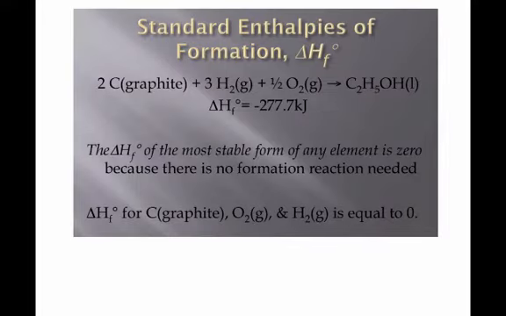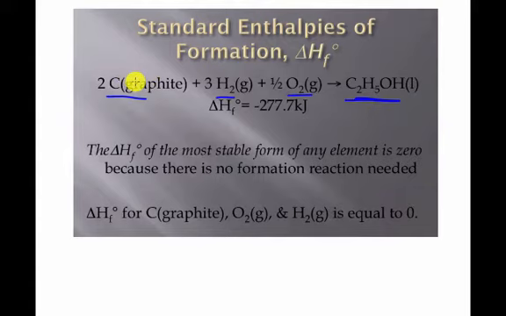Alright, so this is a reaction written as a formation. This would be ethyl alcohol. So we've got 2 carbons, 6 hydrogens, and 1 oxygen. We are going to form this compound from the elements that make it up. What elements make it up? It would be carbon, hydrogen, and oxygen, and these are the states that they exist in. The idea here is that we're creating this compound from the elements that compose it.